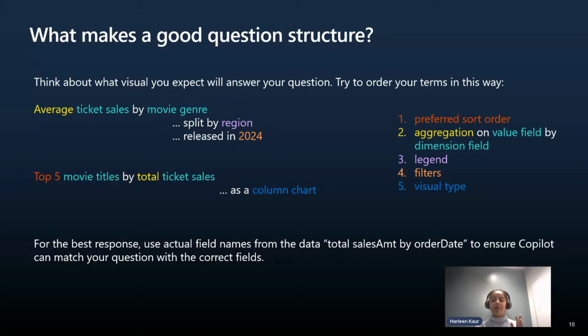So, for example, you can use prompts like, what is the top 5 average ticket sales by movie genre released in 2024? Where top 5 is the preferred sort order that I want. Average ticket sales by movie genre is the aggregation on value field by dimension field, and then released in 2024 is the filter that I want Copilot to use. So this is our recommendation. This should be the order of items in your prompts.